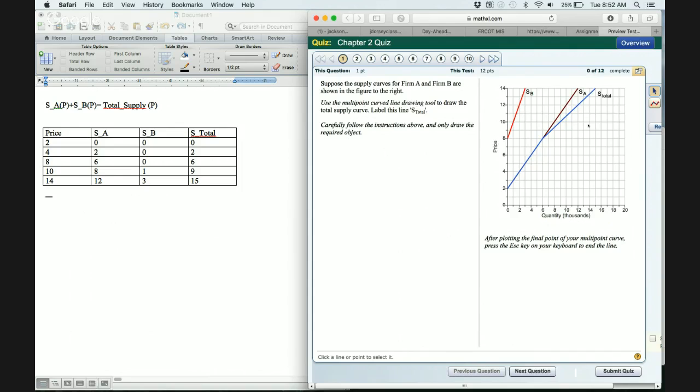So that was the correct answer for this question. I hope this was helpful.